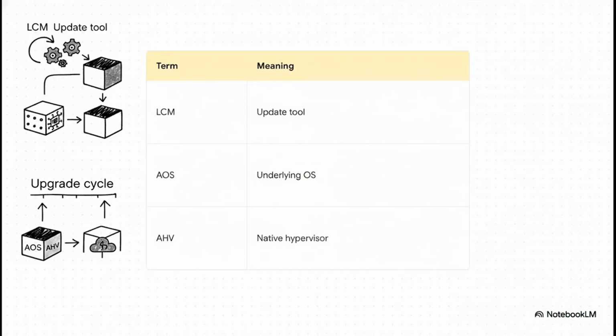Right, before we get too deep into the weeds, let's just make sure we're on the exact same page with a few foundational acronyms. LCM, or Lifecycle Manager, is our end-to-end update tool that streamlines this whole process across the cluster. AOS, the Acropolis operating system, well, that's the foundational software platform running on the cluster. And AHV is the native Acropolis hypervisor. Understanding how these three specific pieces interact during an upgrade cycle is really the core of this entire exam objective.